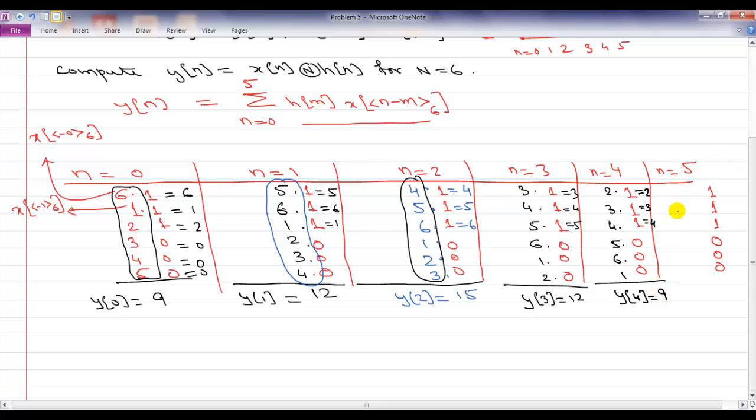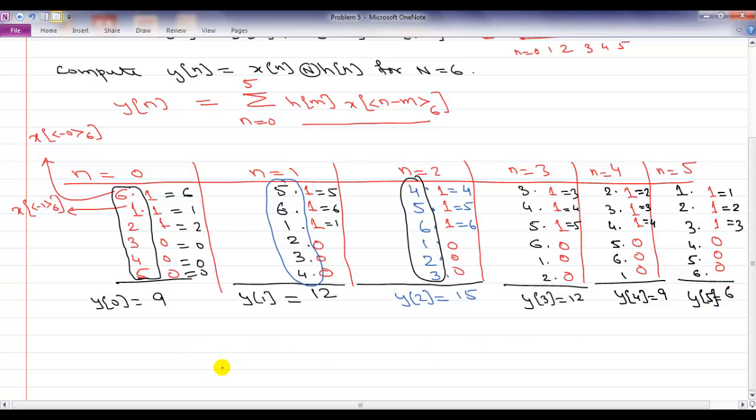Okay. The last one is, again, shift everything down, 2, 3, 4, 5, 6, and I get 1 here. So 1, 2, 3, everything is 0. I get y of 5 equal to 6.